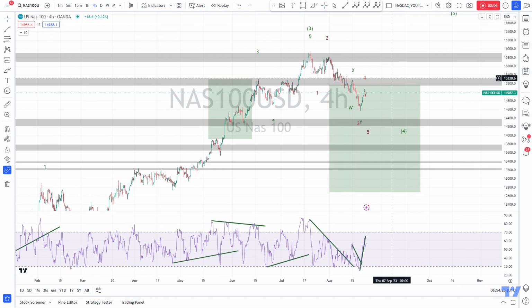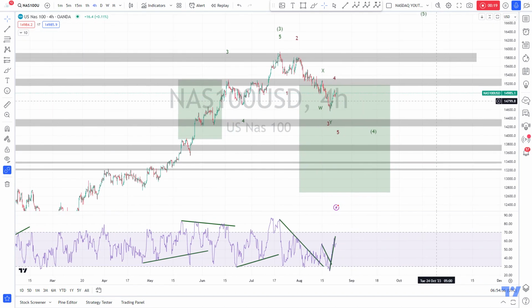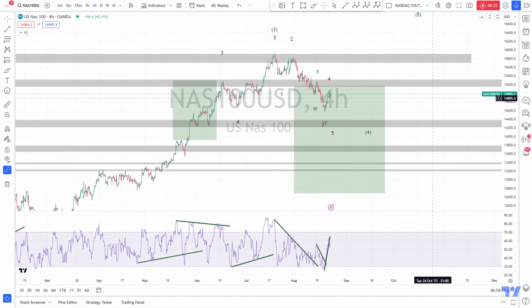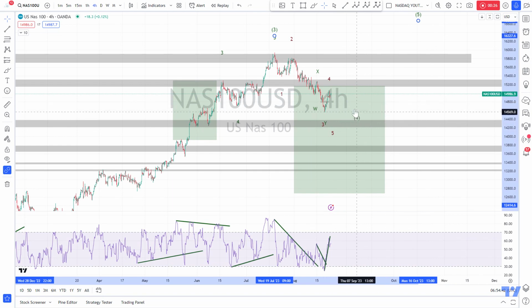Time is around 7 GMT and we will have a look at the NASDAQ futures on the Oanda platform. So here we are looking at the 4-hour chart, and like I already discussed in the previous videos, we are working here on this wave 4 correction. This is our area where the wave 4 correction should go or end. So this area is quite big.